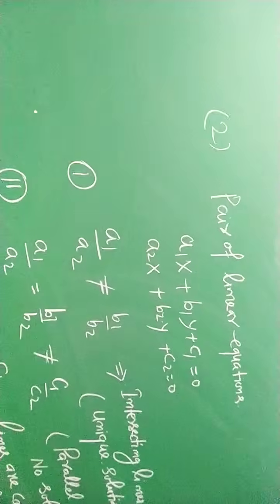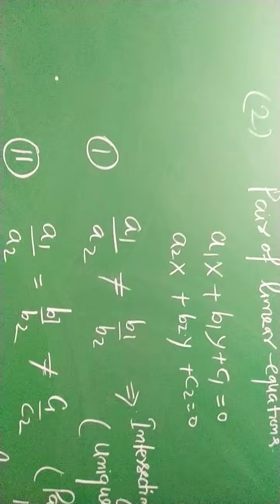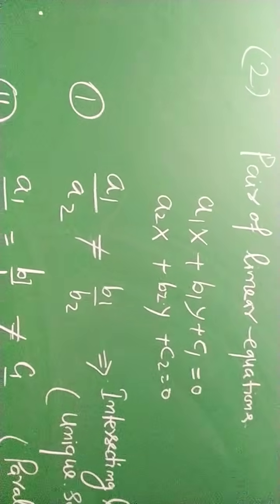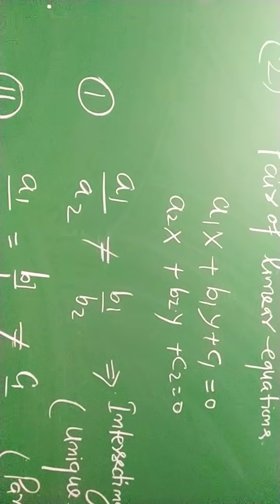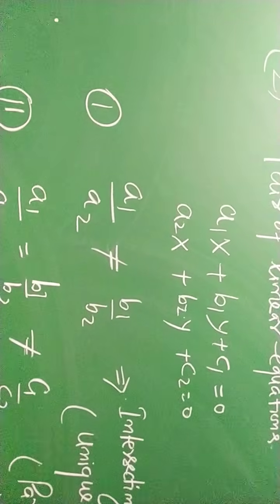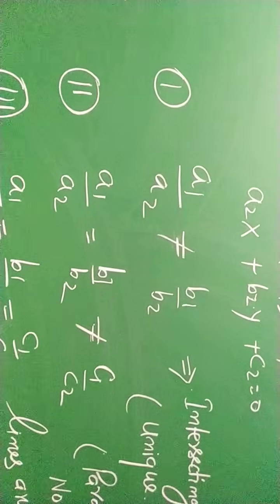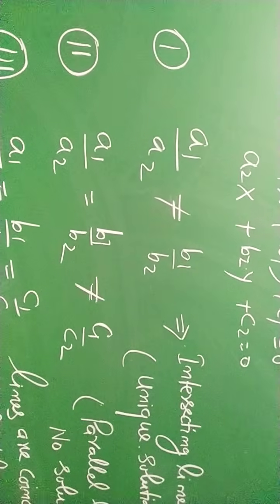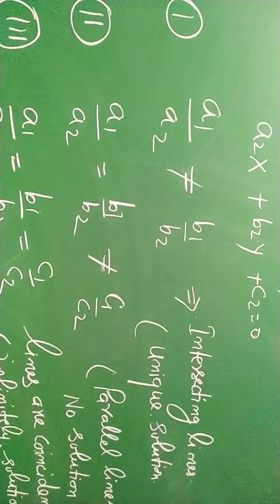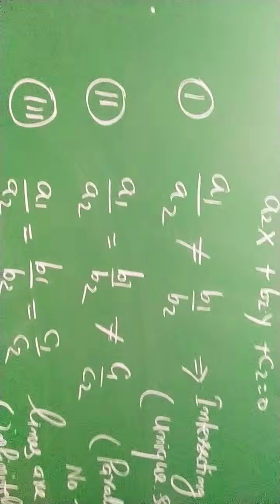Now pair of linear equations: a1x + b1y + c1 = 0, a2x + b2y + c2 = 0. Now we have a1/a2 not equal to b1/b2. These lines are intersecting lines, unique solution.